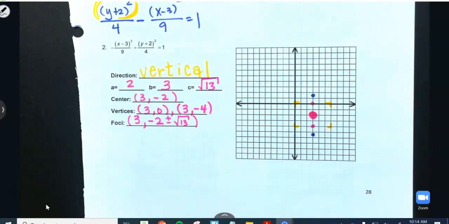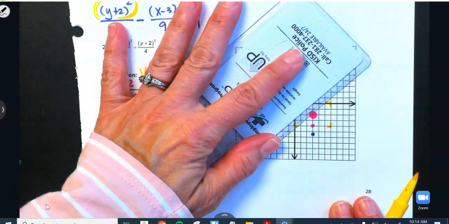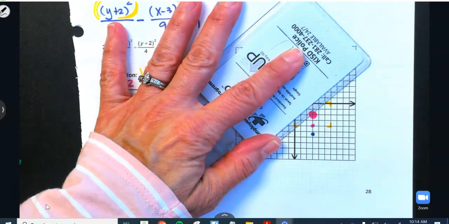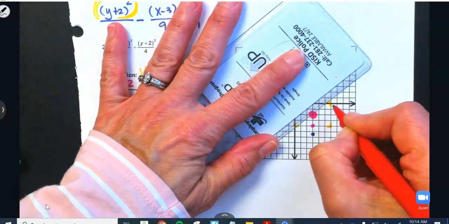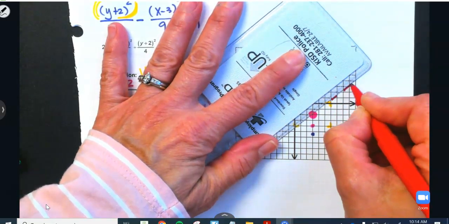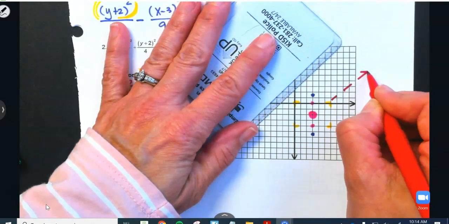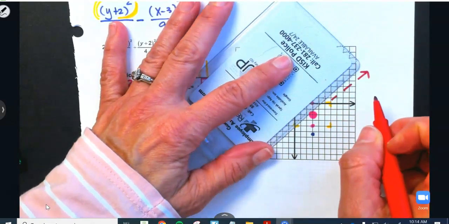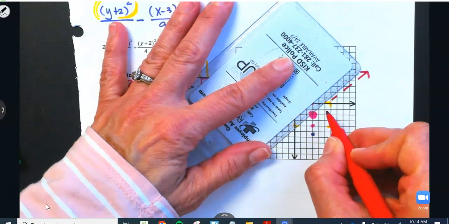And the only reason we need the invisible box is because we need the asymptotes. So don't forget when you use your straight edge, and you have to use a straight edge because we're not going to use the equation. Use your straight edge, make sure it goes to the center.